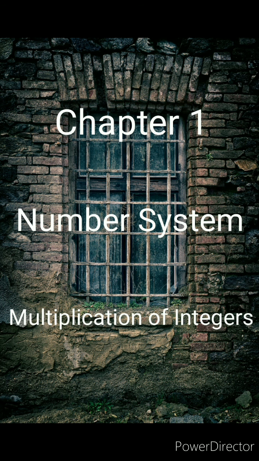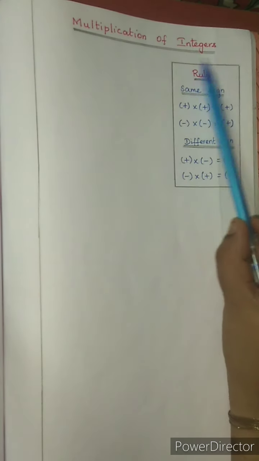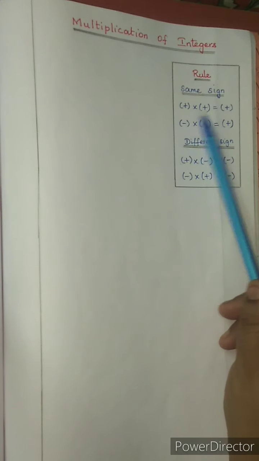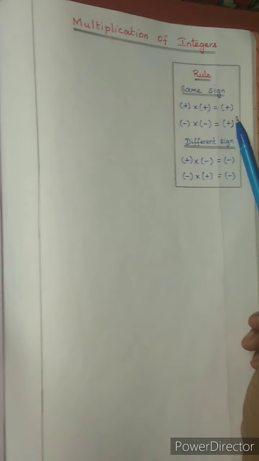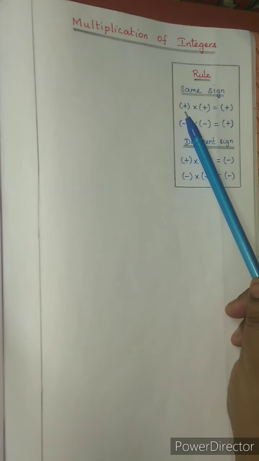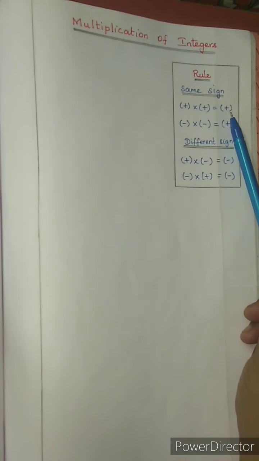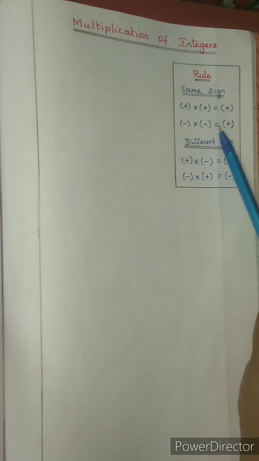Today, our topic is multiplication of integers. Let us see the rules to be followed while multiplying integers. If two integers are of same sign, their product is positive. That is, a positive integer into a positive integer gives a positive integer. A negative integer into a negative integer gives a positive integer.